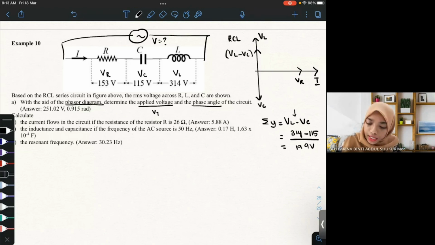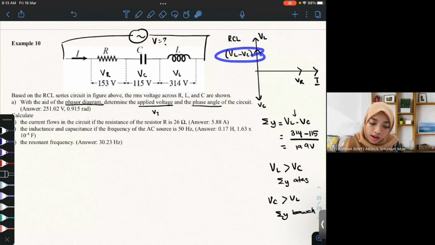Ataupun ada kaedah lagi satu, iaitu tengok siapa lagi besar. So kita tengok VL besar daripada VC, so kita punya summation Y akan duduk dekat atas. Kalau VC yang besar daripada VL, summation Y akan duduk dekat bawah. Okay, untuk tentukan this one. And then we're going to draw the V-net. So this is our V-net and this is our phase angle. Okay, so you have labeled all your circuit.